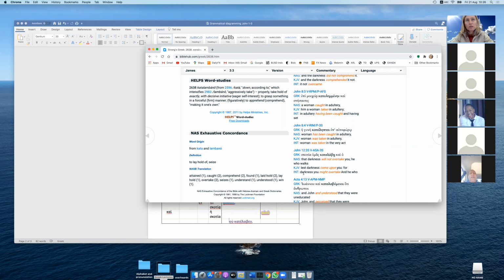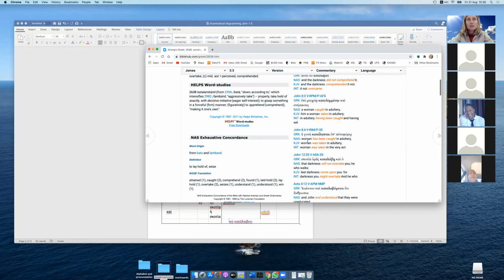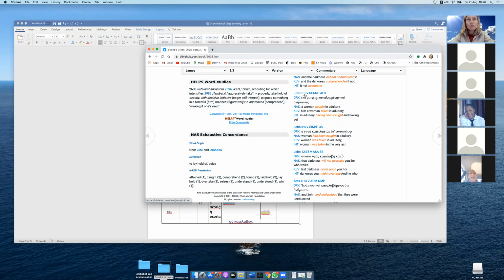which is not used by John at all. John is not using it. He is using katelaben as meaning seizing, or rather taking hold or laying down by force. So let's look at verse 3 in John 8, when they caught a woman in adultery. They caught her by force, and the intention was to murder her. So that's how John is using the word katelaben.